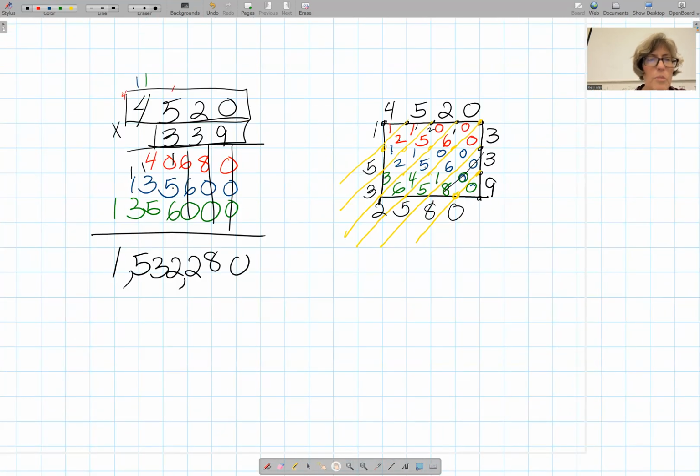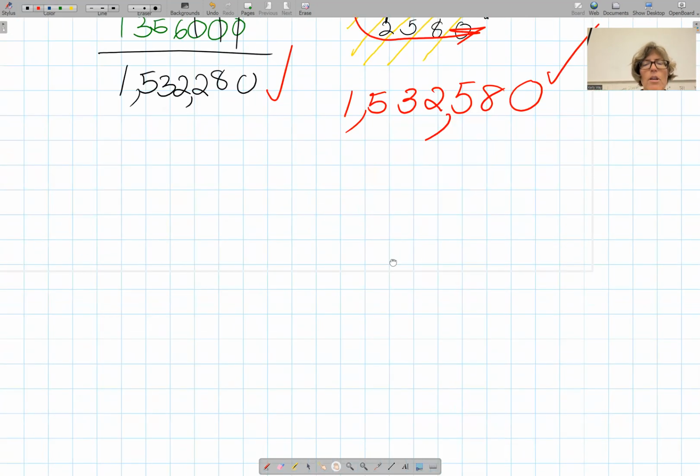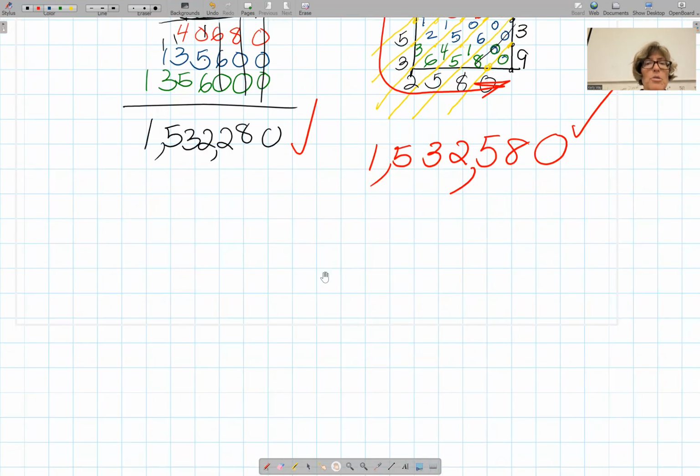And then you bring your numbers down. I'm bringing them down this way. So I have a 1, a 5, a 3, a 2, a 2, an 8, a 0. And lo and behold, ta-da, it is the same number. So that is traditional multiplication and lattice multiplication. Now I'm going to show you just lattice with decimals.